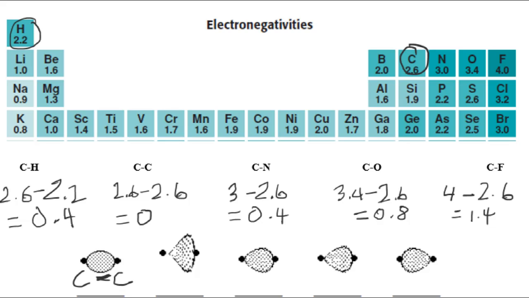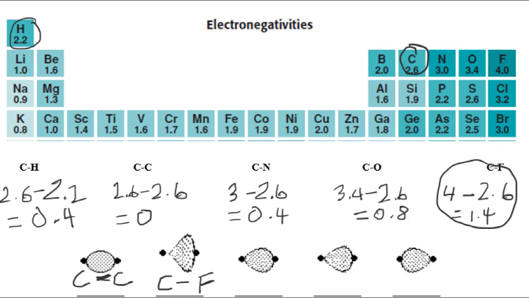Okay. The next one is the most distorted of the bonding arrangements. So what is the highest number? Right here. This is the highest number right here. So this must be a carbon, has the lower electronegativity, so it must be on the left. And then the fluoride is on the right. It has the highest electronegativity.